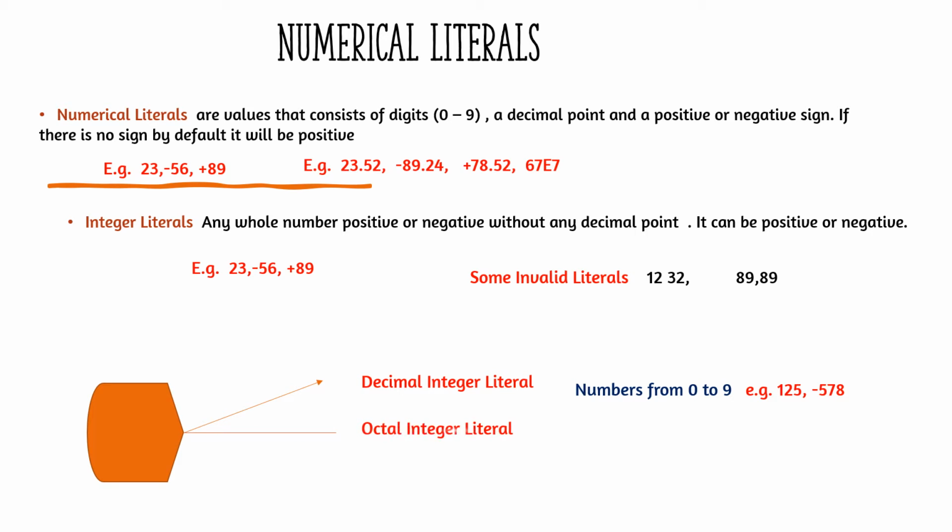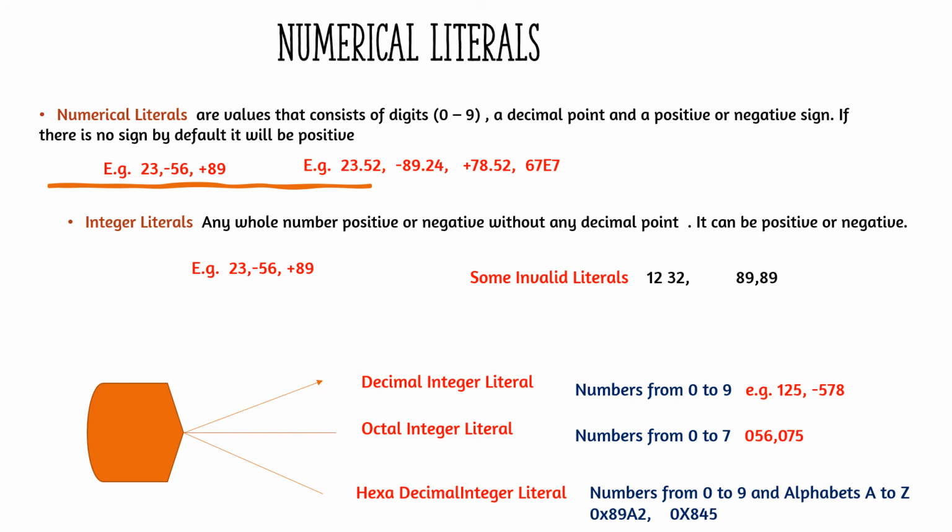Octal we have done in a small class. Octal means 8 digits, 0 to 7, so numbers from 0 to 7 will come in an octal number. If a digit is above 7, it is not octal. For example, 056075. Hexadecimal has 16 digits, 0 to 9 and A to F. The number will start with 0x, where x can be capital or small. Here 0x8982, 0x845 are examples of hexadecimal numbers.